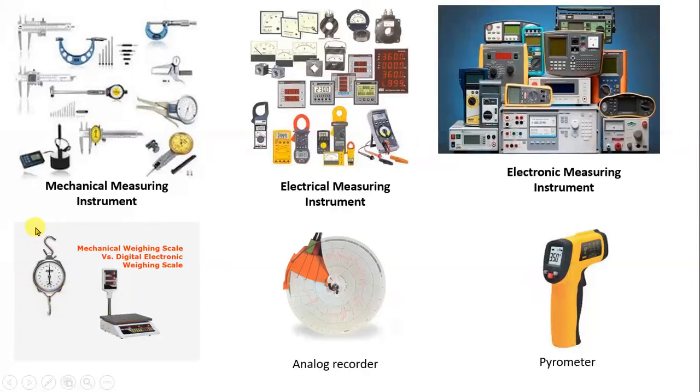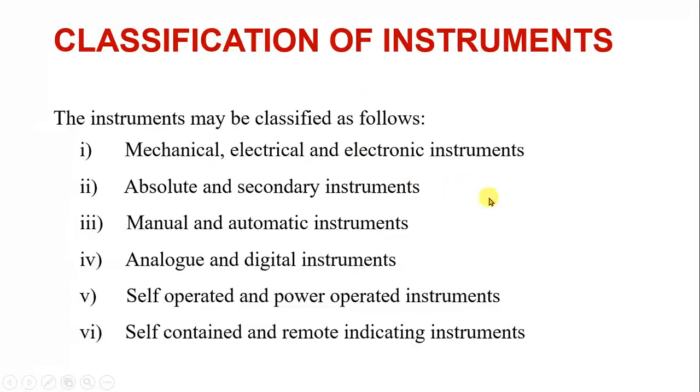This is the analog type of weighing balance. This is the digital weighing balance. These are the different classifications of instruments. So today we have discussed what mechanical, electrical and electronic instruments are, what absolute and secondary instruments are, what manual and automatic instruments are, what analog and digital instruments are, what self-operated and power operated instruments are, and what self-contained and remote indicating devices are.